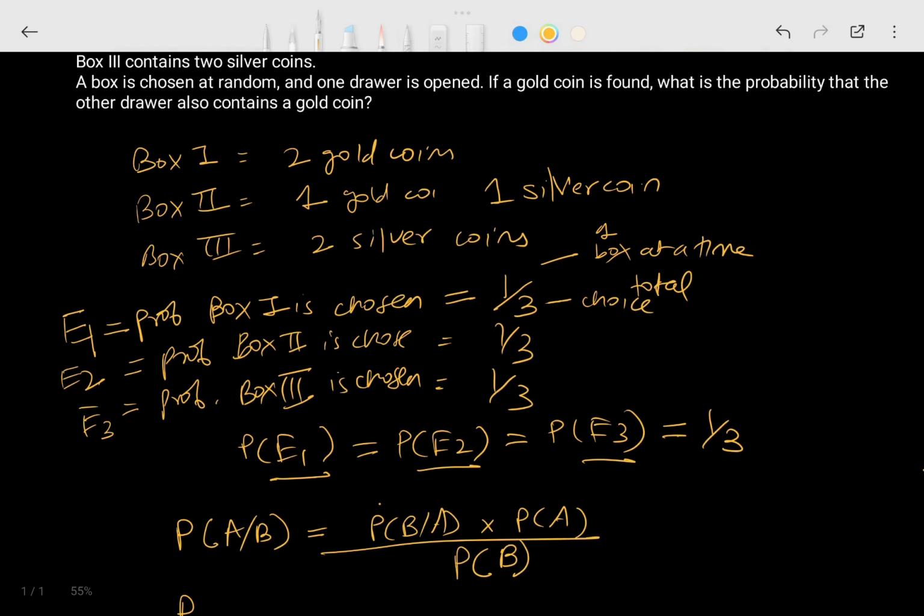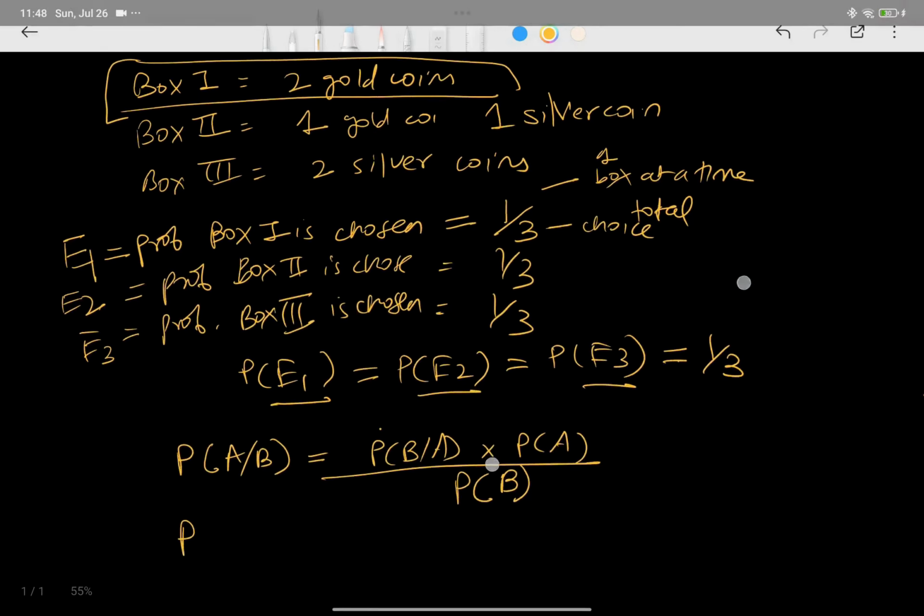If the gold coin is found, what is the probability that the other drawer also contains a gold coin? Which box has both? So already the box is open and one gold coin has already been drawn. What is the probability that the other coin is also gold? In which box? Which box has both the coins as gold? Box 1, right? It is box 1 that we are talking about. So essentially the question is asking, what is the probability that box 1 was chosen?